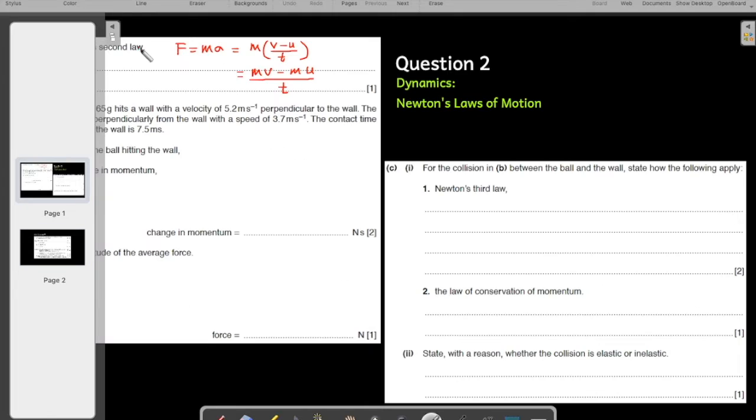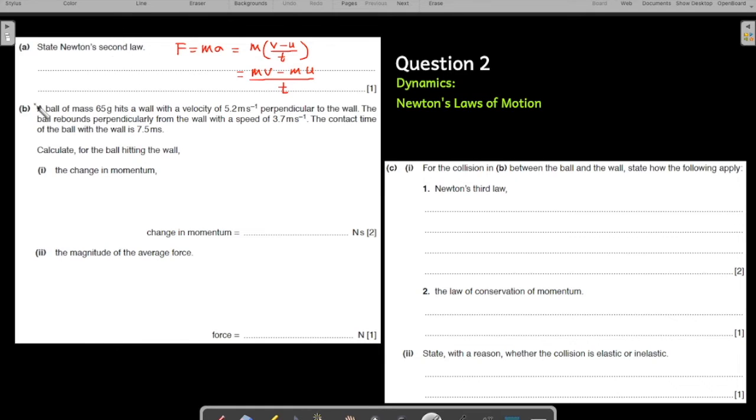Let us now come to the second part, the B part. A ball of a given mass hits a wall with a velocity perpendicular to the wall. The ball rebounds perpendicular from the wall with a given speed. The contact time of the ball with the wall is also given to you. Calculate, for the ball hitting the wall, the change in the momentum.